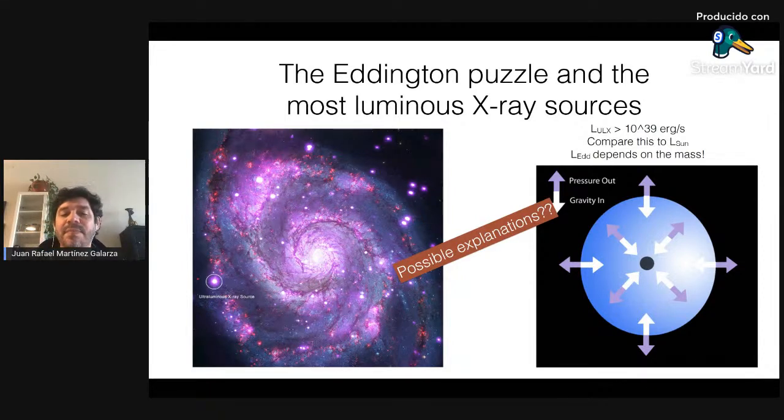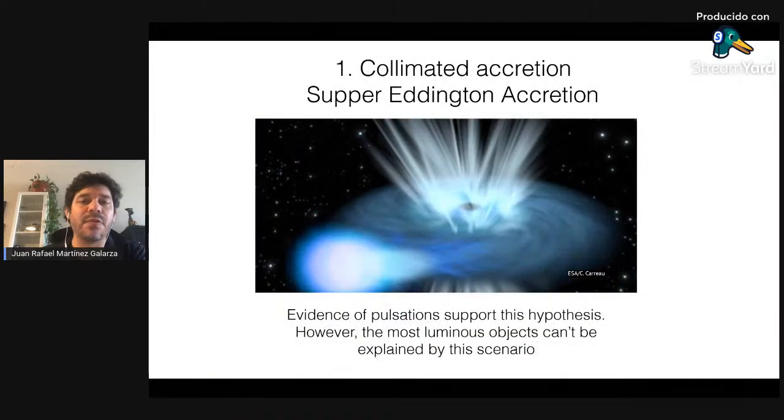So this is a bit of a puzzle, and it's a very modern puzzle. People really still don't know what's going on here. I mean, we're not completely blind, but there are a couple of possible explanations. Either something happens that makes the radiation of X-ray photons non-isotropic and non-uniform.